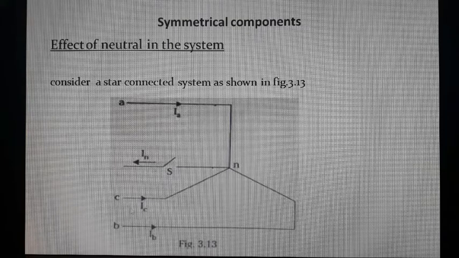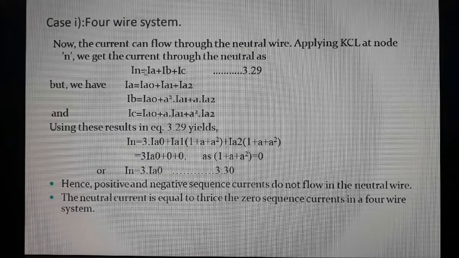Let IA, IB and IC be the line currents and IN the neutral current. When switch S is closed, it becomes a 4-wire system, and as we know from Kirchhoff's law, IA plus IB plus IC is equal to IN. But IA, the line current, can be written in terms of symmetrical components, that is IA0 plus IA1 plus IA2. Similarly, IB can be written as IB0 plus IB1 plus IB2, and IC is equal to IC0 plus IC1 plus IC2.